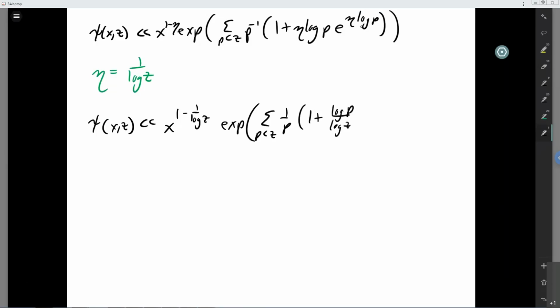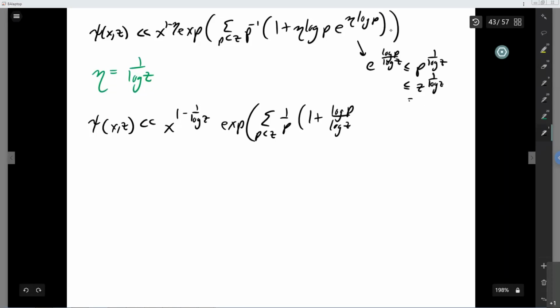And now this expression, this is e to the log p over log z, which is less than or equal to p to the 1 over log z, which we know is less than or equal to z to the 1 over log z, which is actually equal to just e. It's a constant. So I can throw a constant right there. All right, and then what's left?